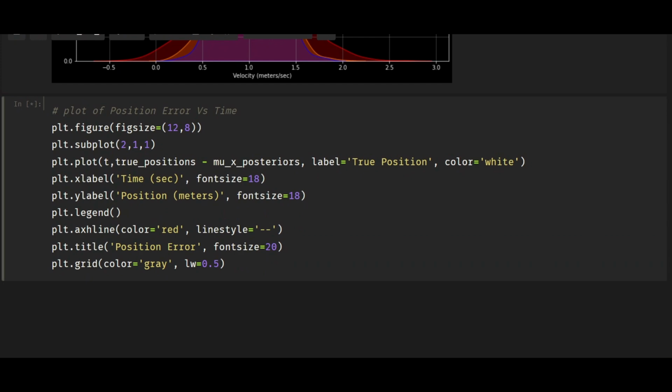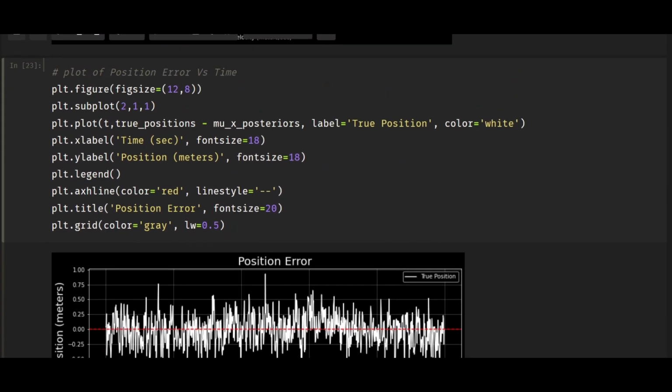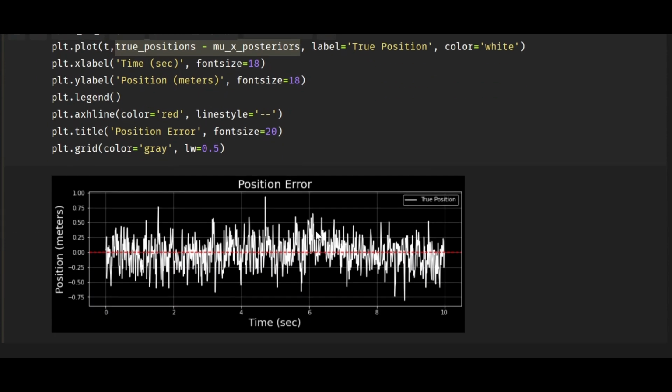Lastly, we will see the position error estimates. This is nothing but the difference between whatever is the true position of the car and whatever the Kalman filter has predicted. That difference is the error, so that's what we are plotting here. And we would ideally like this error to be 0, which is shown by this red line. The x-axis is the time axis and the y-axis is the position axis.